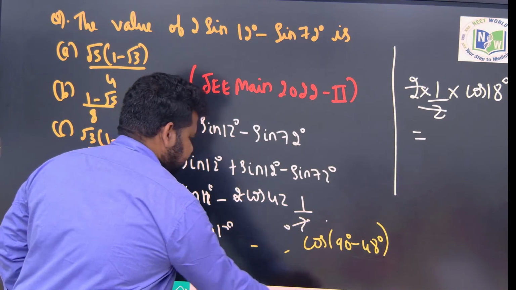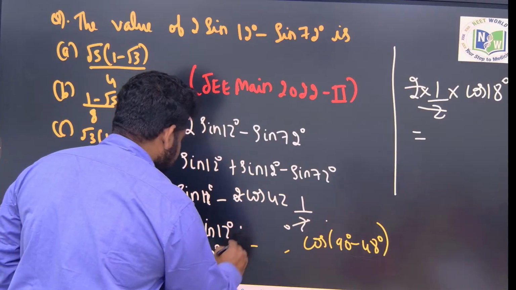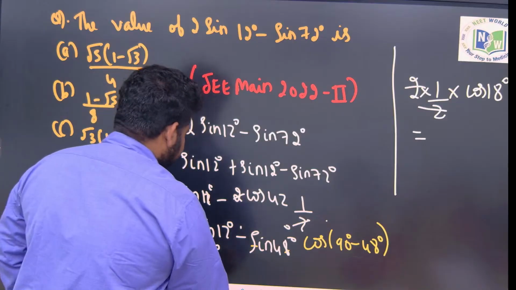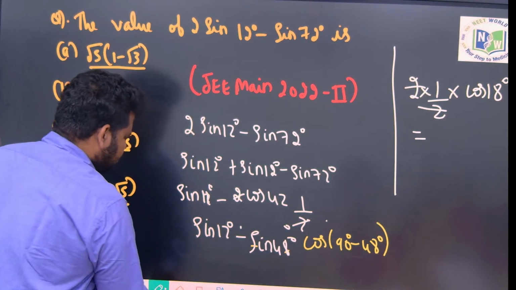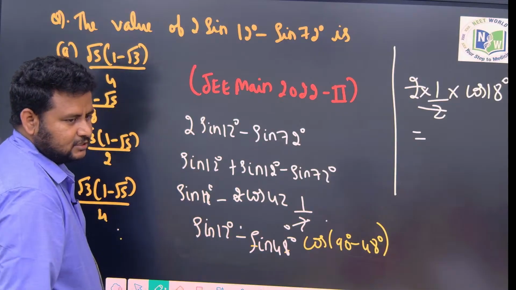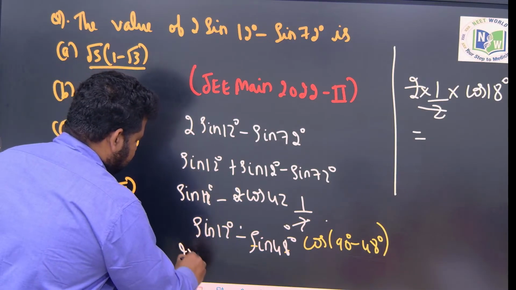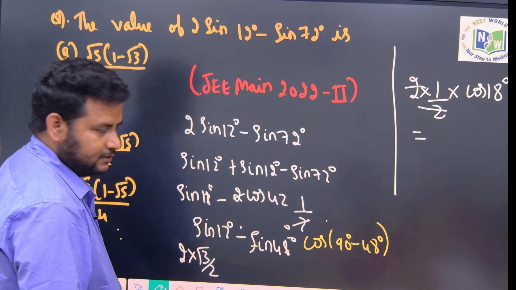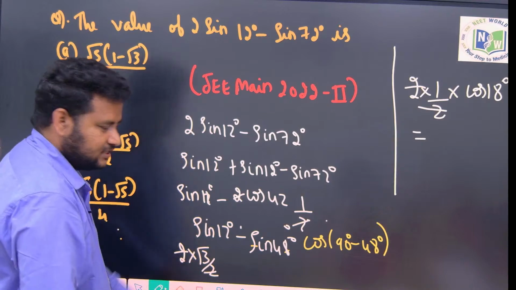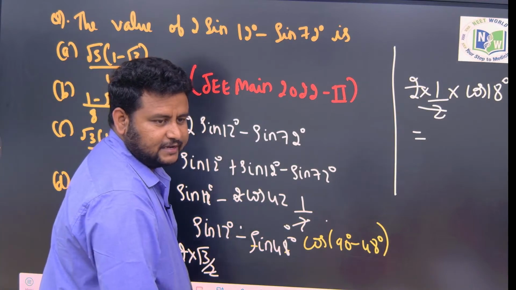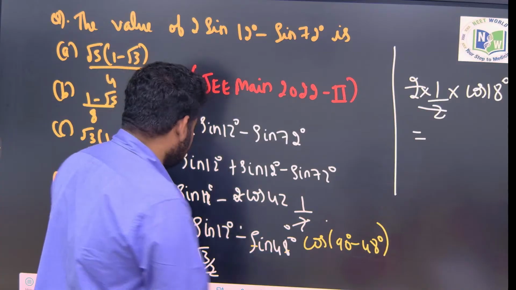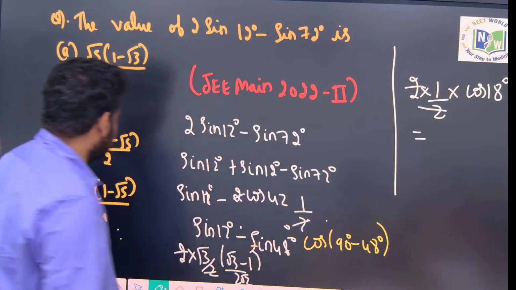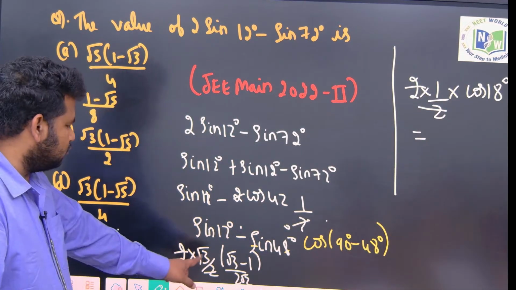So see here, this will be sin 48. Correct? Now if you apply this, sin C minus sin D is 2 cos C plus D by 2, that is cos 30. Cos 30 is root 3 by 2. 2 into root 3 by 2 into sin C minus D by 2, that is sin 18 degree. So 2 into root 3 by 2 I will cancel. So sin 18 degree is what? Root 3 minus 1 by 2 root 2.